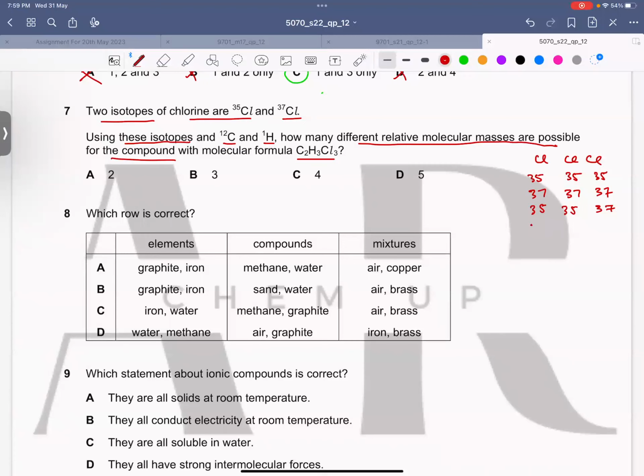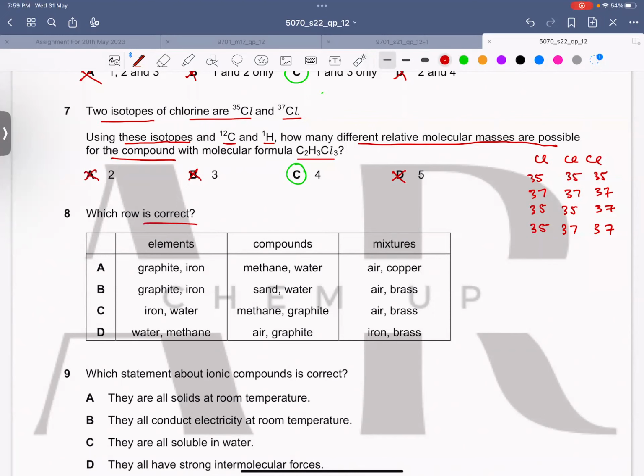And if 35, 35 and 37 would give you a different Mr. So there is no more possibility than that. If you get another combination, it would be a different isotope, but it could not have a different Mr because there is no more than this number of atomic mass combinations. Okay, so it indicates D, C, and A are wrong, and your correct answer is B.